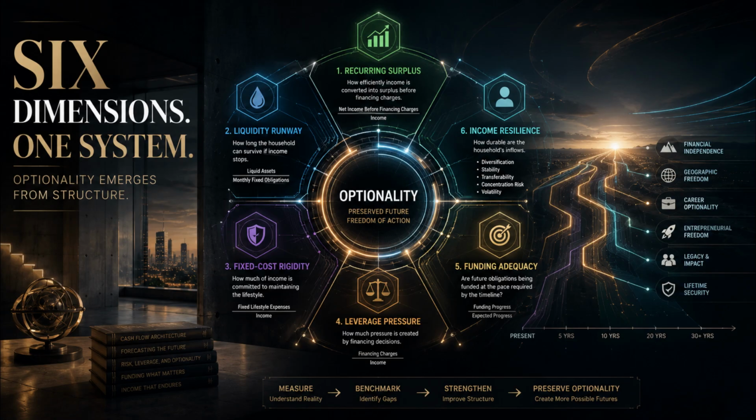Dimension 6, income resilience. Income resilience measures the durability of future income generation. Factors include diversification, stability, transferability, concentration risk, and volatility. Income is the engine that powers every other dimension.